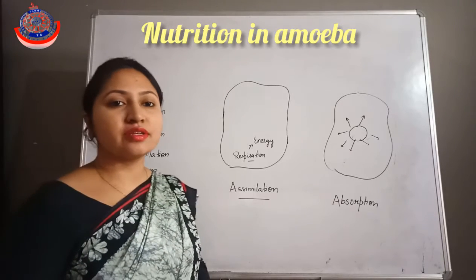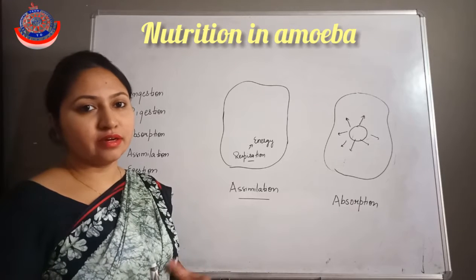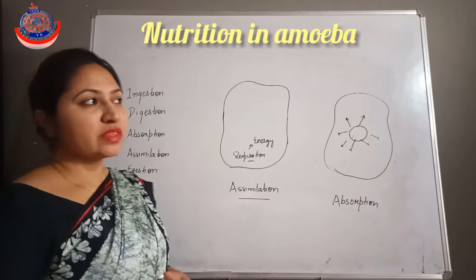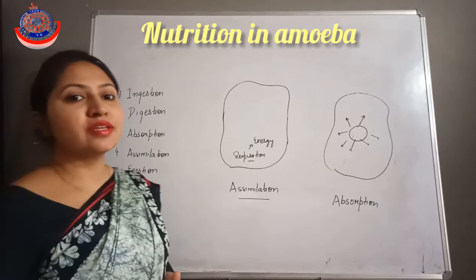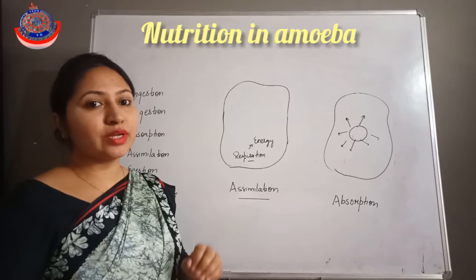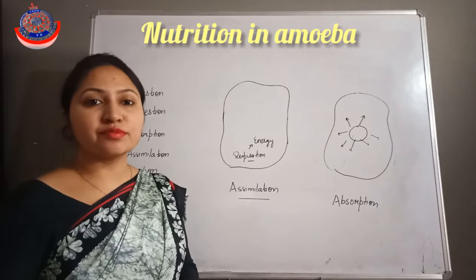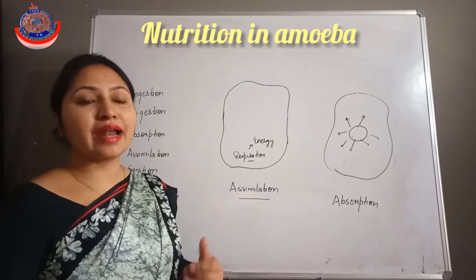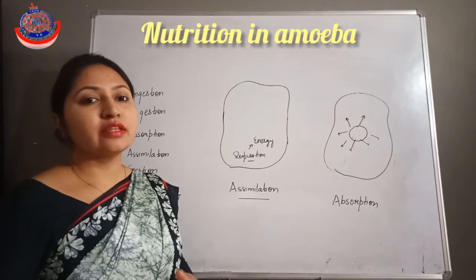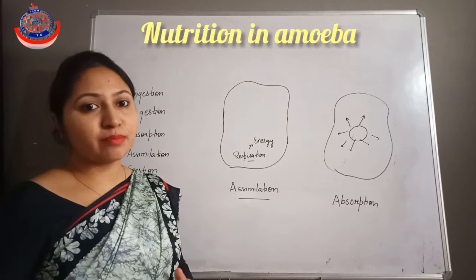First is ingestion. In ingestion, the finger-like projections, also known as pseudopodia, engulf the food. Now the next process is digestion. In digestion, when the food comes into the food vacuole along with water, the enzymes present in the cytoplasm enter the food vacuole and digest that food. It means the complex food is converted into simpler molecules.